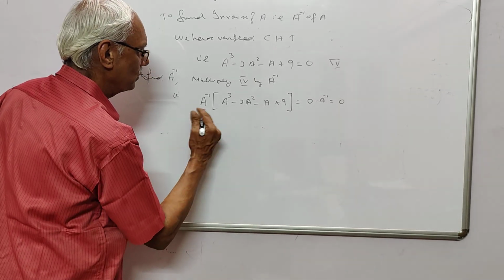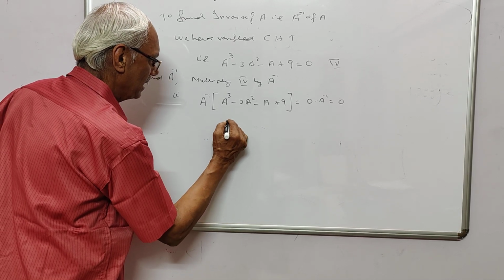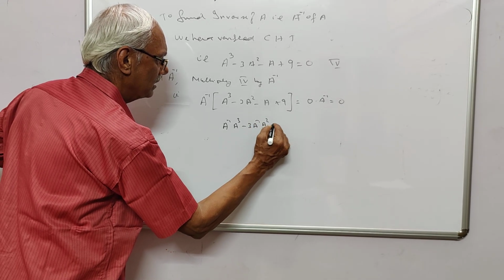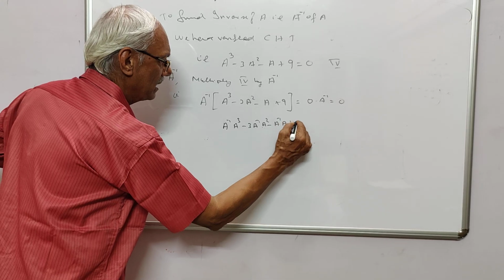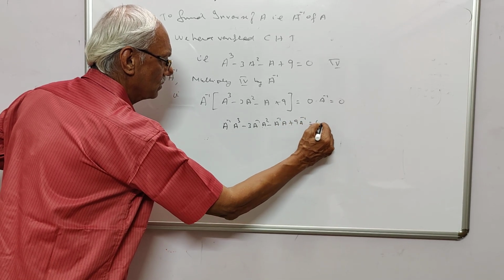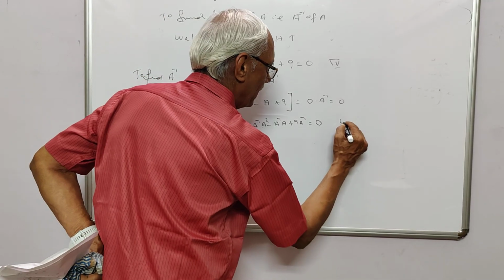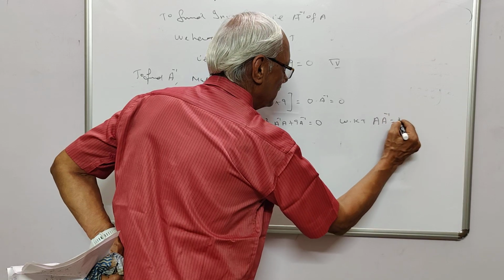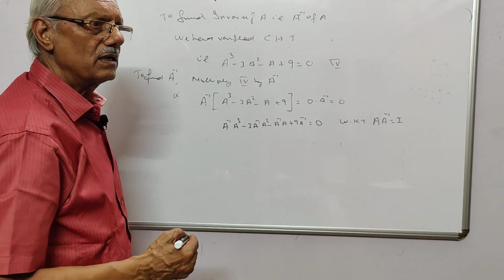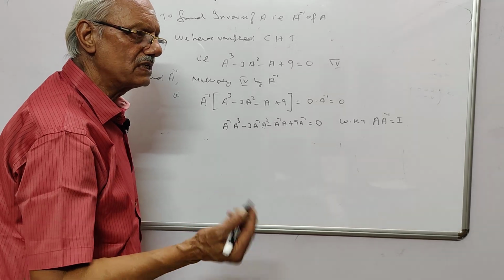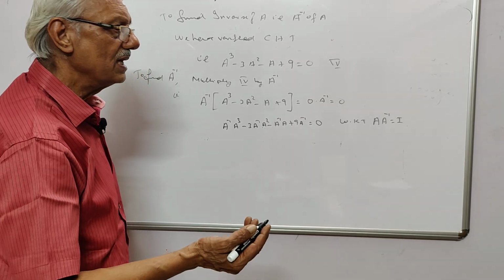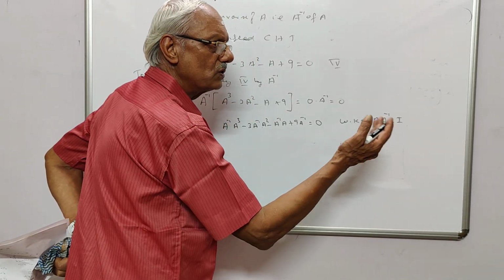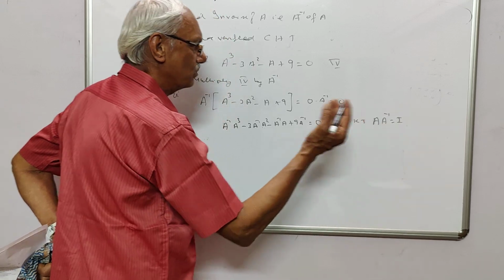Now take this inside. So when you take this inside, it is a minus 1 into a to the power of 3, minus 3 a minus 1 a square, minus a minus 1 a, plus 9 a minus 1, is equal to 0. We know that a a minus 1 is equal to I. That means a matrix multiplied by its inverse will give the unit matrix. Here in this case it's a 3 cross 3 matrix, that is 1 0 0, 0 1 0 and 0 0 1. That is what we understand.